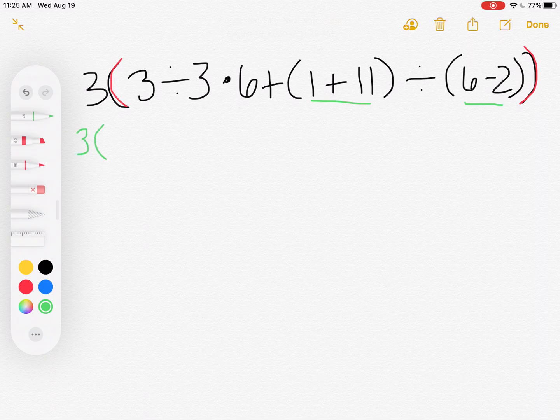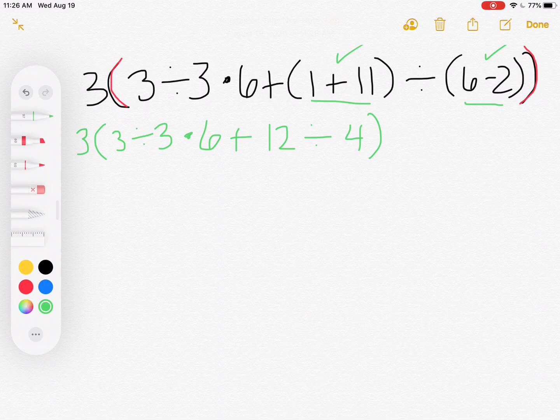So this outside 3 is going to stay the same. Everything that's not inside an inside set of parentheses is going to stay the same. 1 plus 11 gives me 12. Since I'm done with that set of parentheses, I don't need that set of parentheses around that 12. Divided by 6 minus 2 is 4. Once again, I'm done with that set of parentheses, so I don't need to write those parentheses anymore. I still need the big set though.